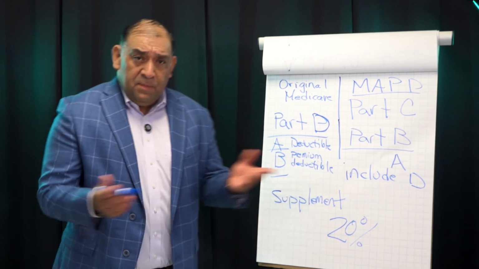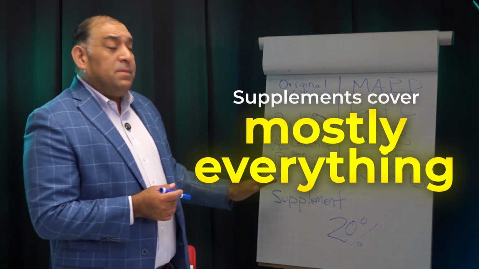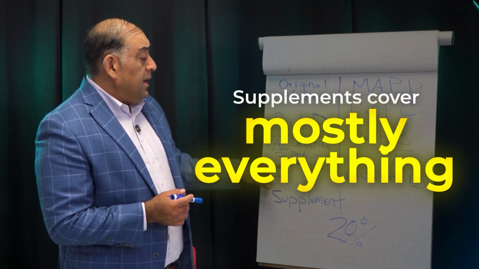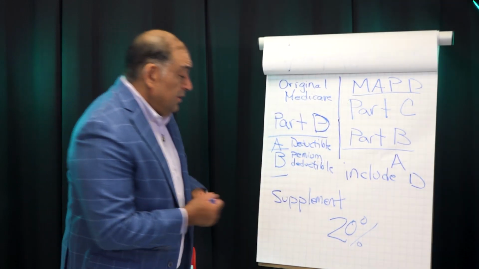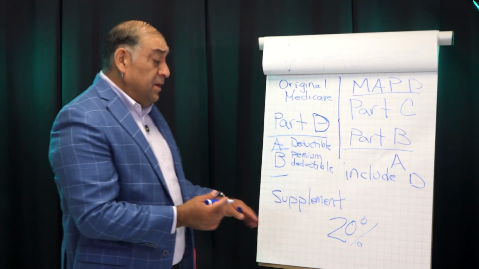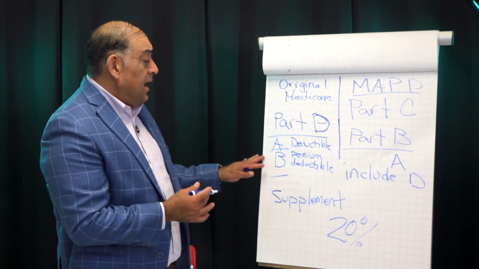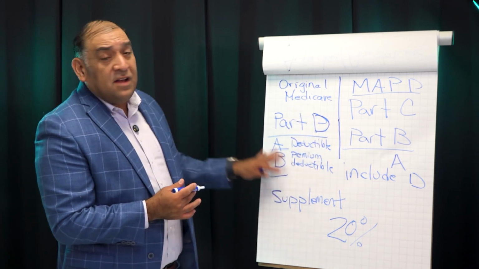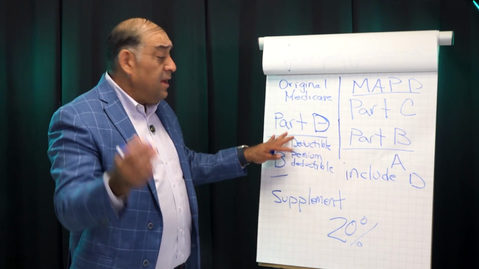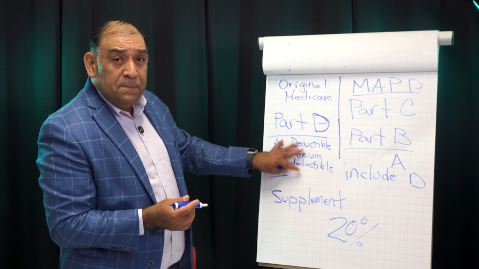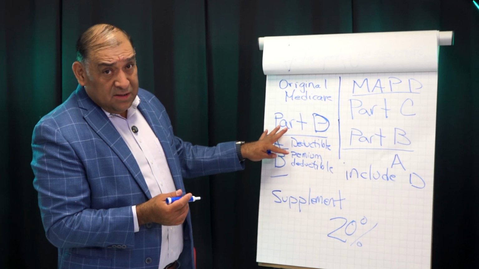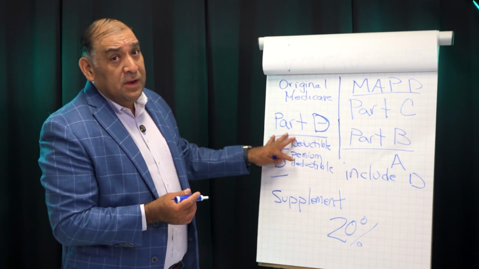Now, if you get a supplement, what do supplements do? They cover everything I just mentioned, except for Part B deductible. This supplement, and you're going to learn more about it in another video on Medicare supplements. But the bottom line is supplements cover these costs that Medicare gives you, that you're responsible for. You, the client, are responsible for these deductibles and premiums. Well, the supplement won't pay the premiums, but it'll pay the deductibles in some cases and the 20%.